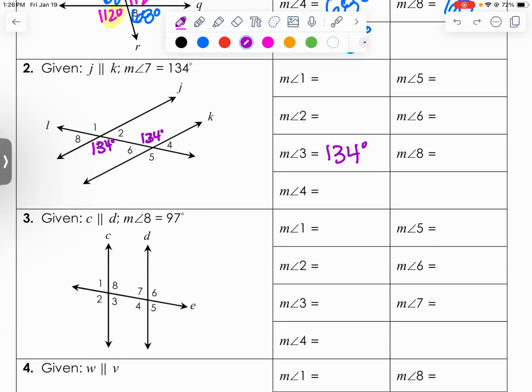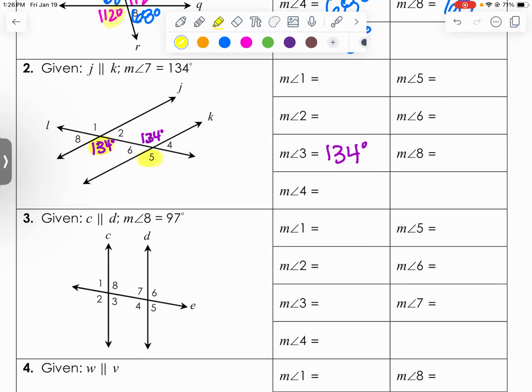Lainey, what else do we know? What other angle is 134 degrees? So this guy right here. What I want you to notice is that these two right here make a line, which means they're going to add up to be 180. Okay, so can they both be 134? No. So instead of that one, what kind of angles are these two right here?